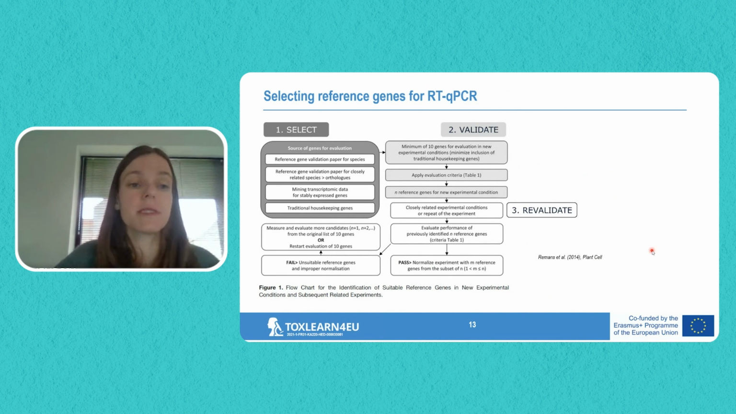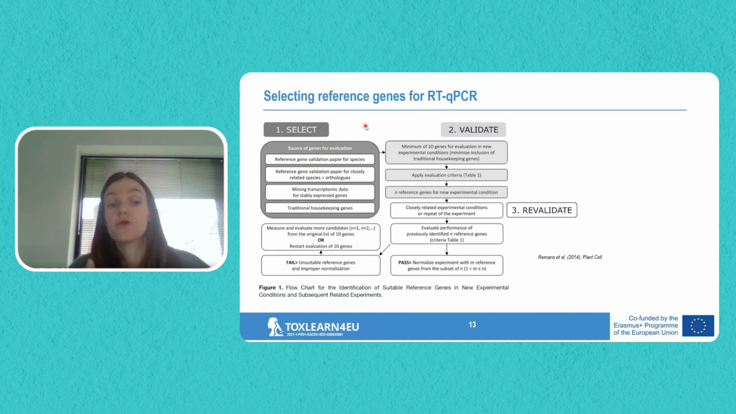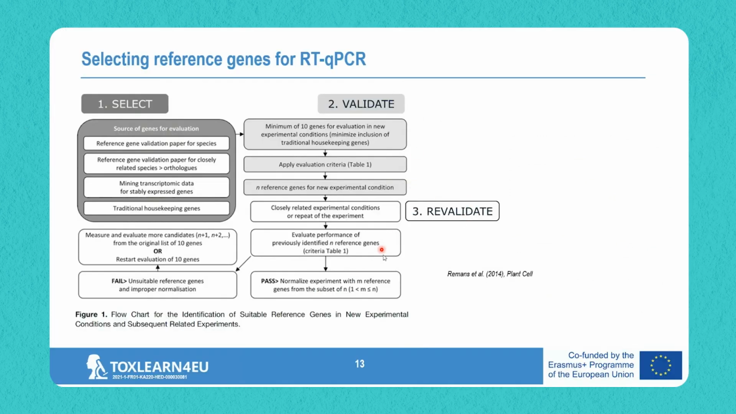And here you can also see this flowchart and visual scheme. So again, with these 3 steps. So first of all, you will select potential reference genes. And here you can see different possible sources. So different possibilities of which genes you could consider as reference genes. Then you will validate these by measuring them in your cDNA samples. And then for new experiments, you always need to revalidate them.